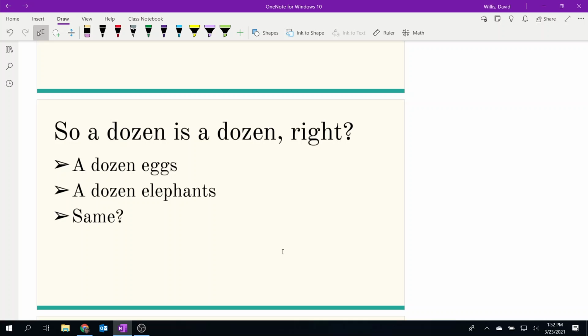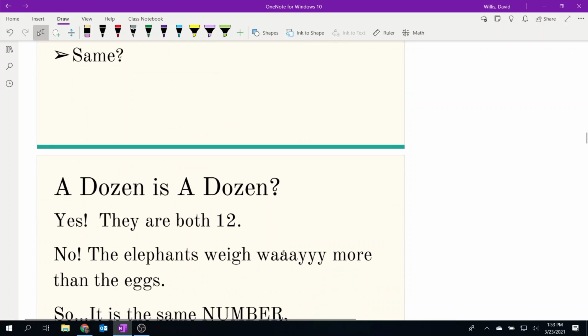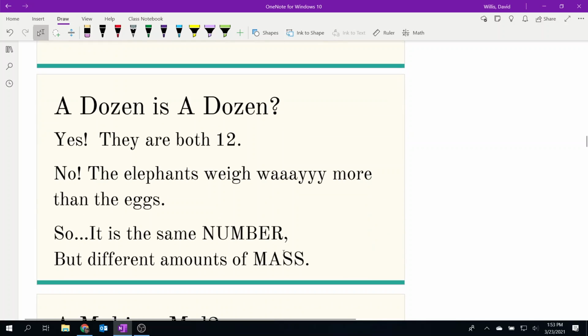Hey, here's what I want you to understand. Yes, they're equivalent. 12 is 12. But at the same time, they're not, because they're very different amounts of mass involved. Okay, so not every 12 is the same as every other 12. All right? So, yes, they're both 12, but no, because the elephants weigh way more. Then you're not talking about the dozen. You'd be talking about the eggs and the elephants themselves. But aren't they still both a dozen? They're still a dozen, but the dozen isn't what you're referring to when you refer to an elephant.